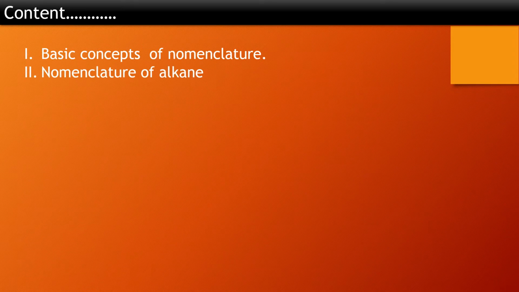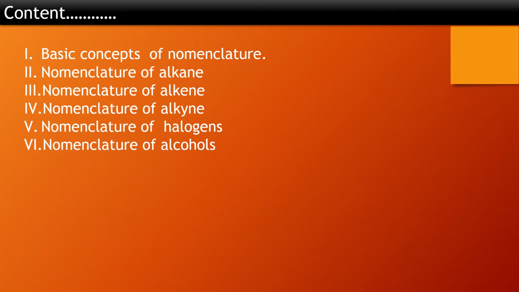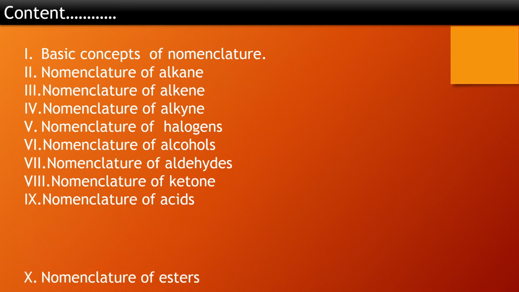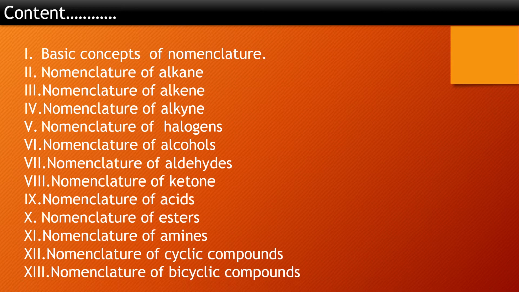So let's start today's topic. In this series I am going to discuss many topics. These are basic concepts of nomenclature: nomenclature of alkanes, alkenes, alkynes, halogens, nomenclature of alcohols, aldehydes, ketones, acids, esters, amines, and nomenclature of cyclic compounds, and bicyclic compounds. So you are going to learn many things in this series. So watch the series and learn a lot of things.